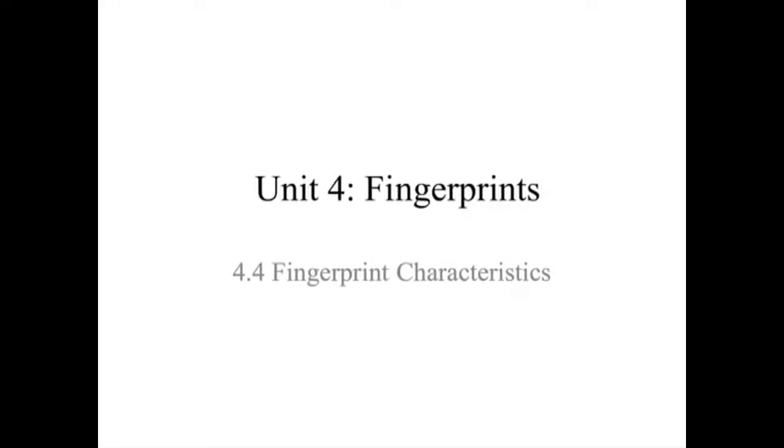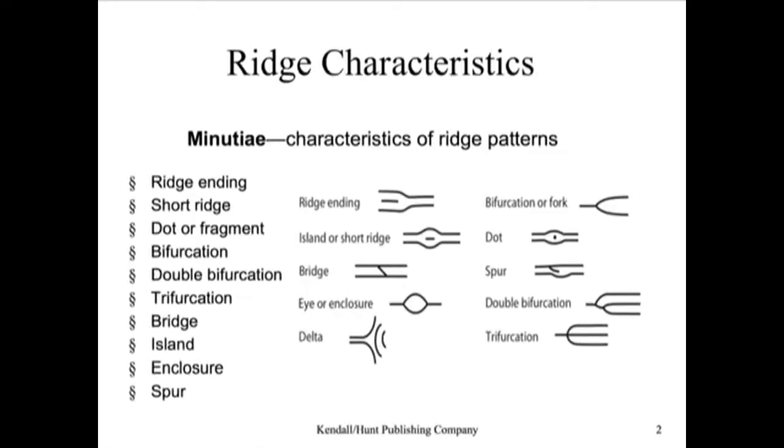All right, Unit 4, Section 4 is Fingerprint Characteristics. Ridge characteristics are called minutiae. They are characteristic ridge patterns. So the ridges on your fingers and your toes will have certain patterns in them that they will always have. For example, a ridge ending is going to be where a ridge ends, and then the ridges around it kind of fill in.